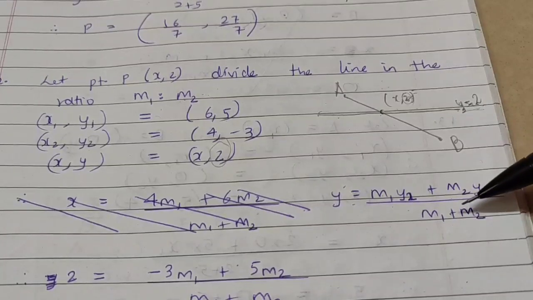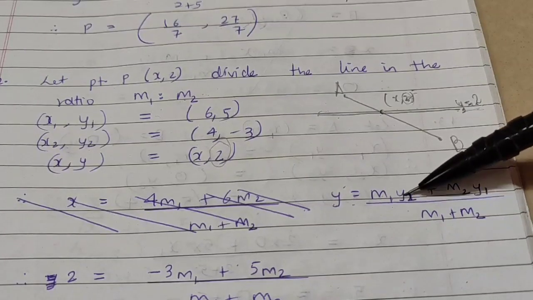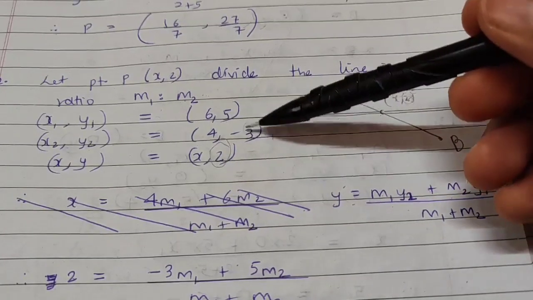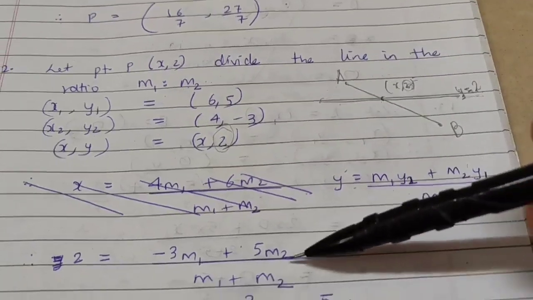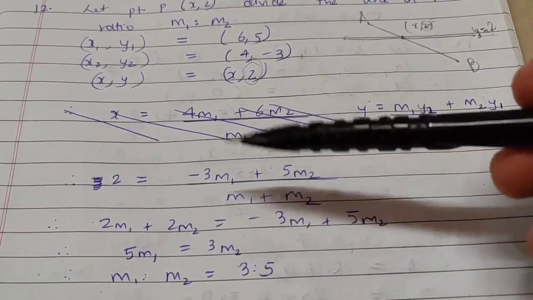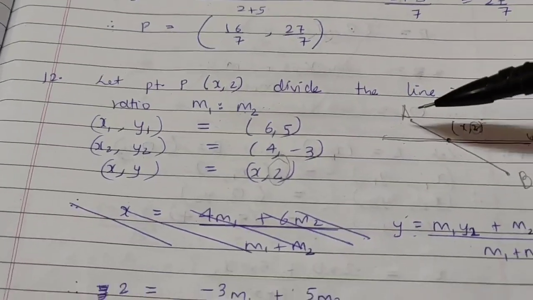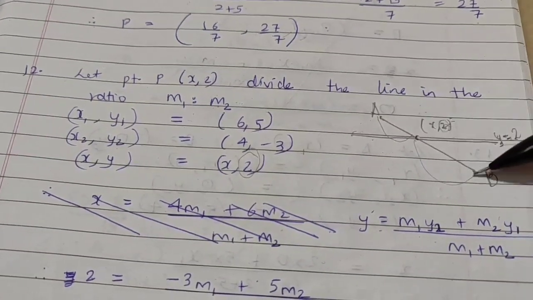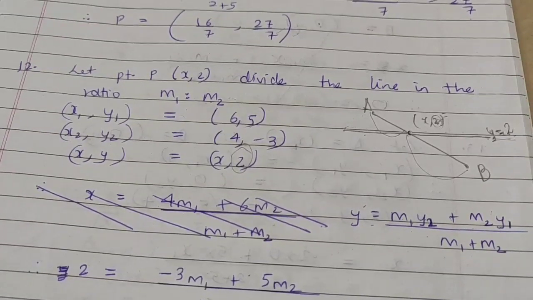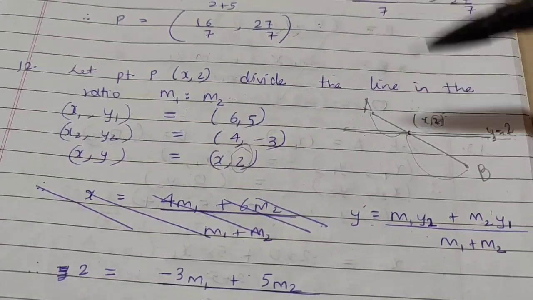I don't know m1, m2, but I know the y2 and y1 values. Substituting that and rearranging the terms, I can get the ratio of m1 to m2, which is 3 ratio 5. That was the question. Don't forget to write this opening statement and don't forget to draw the diagrams.